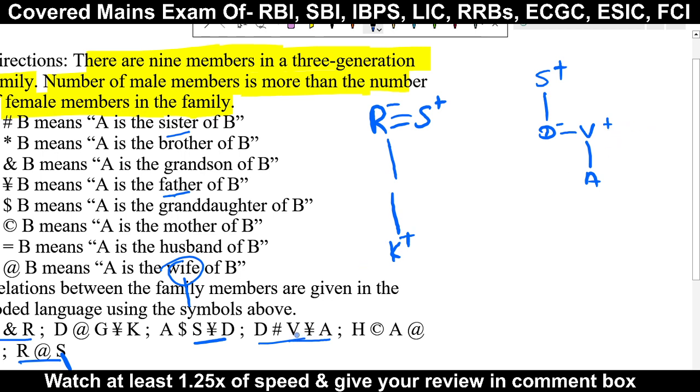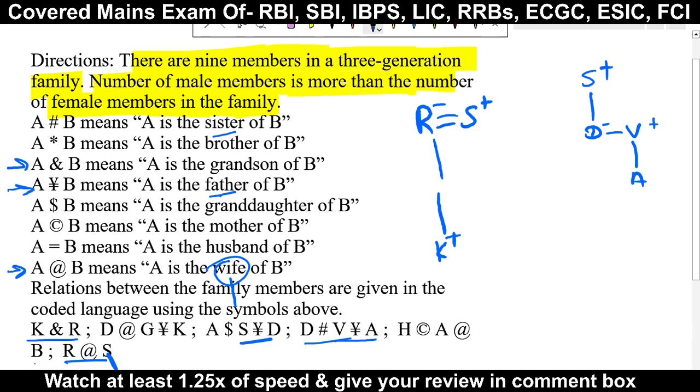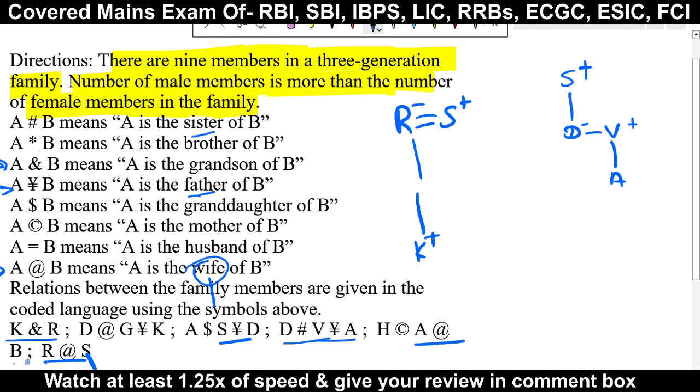Now come to the next. A. After A we have one more on this side. A at the rate B. What is the meaning of at the rate? A is wife of B. Then after one more A we have here. What is the meaning of dollar? Dollar means granddaughter. A is granddaughter of S. We already have this in our arrangement. Done.